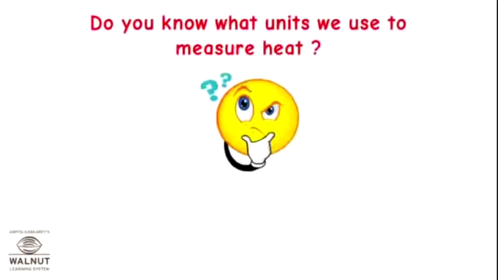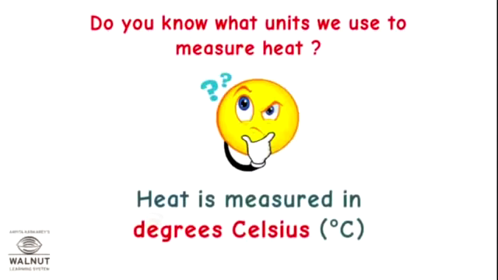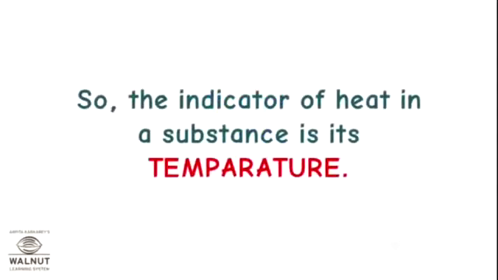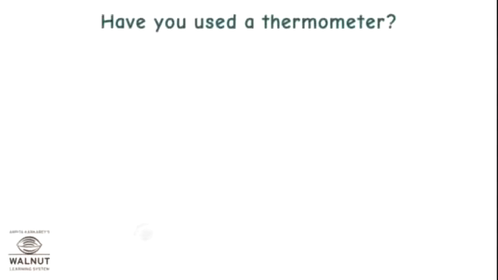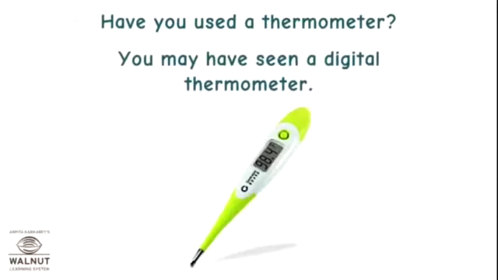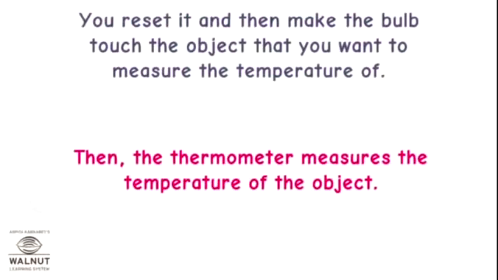Do you know what units we use to measure heat? Heat is measured in degrees Celsius. So, the indicator of heat in a substance is its temperature. Have you used a thermometer? You may have seen a digital thermometer. You reset it and then make the bulb touch the object that you want to measure the temperature of. Then, the thermometer measures the temperature of the object.